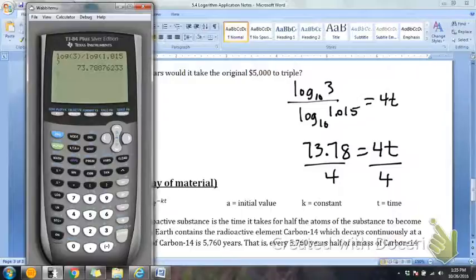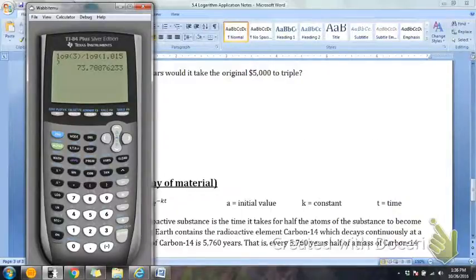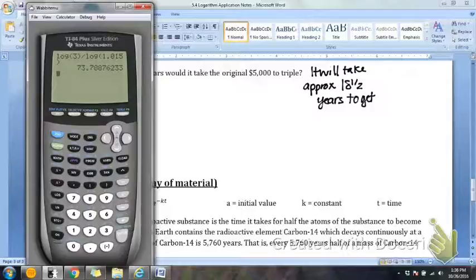Eight and a half or 18 and a half? 18 and a half, right? But we need to use the word, what's the important word to use? Good, approximately, right? So we said it will take approximately 18 and a half years to get from $5,000 to $15,000. Okay? Questions on that? Okay, let's finish up the last type of equations we're going to have.